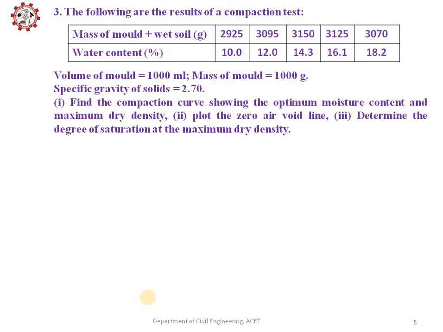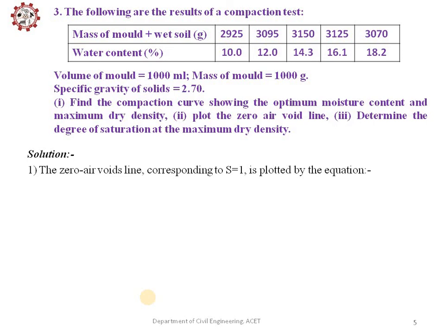The following are the results of the compaction test. These are all the results where the mass of the mold plus wet soil is given to you, and then the water content is given to you. The volume of the mold is 1000 ml, the mass of the mold is 1000 gram, and the specific gravity is 2.7. Find the compaction curve showing the optimum moisture content and maximum dry density. Plot the zero air void line and determine the degree of saturation at the maximum dry density.